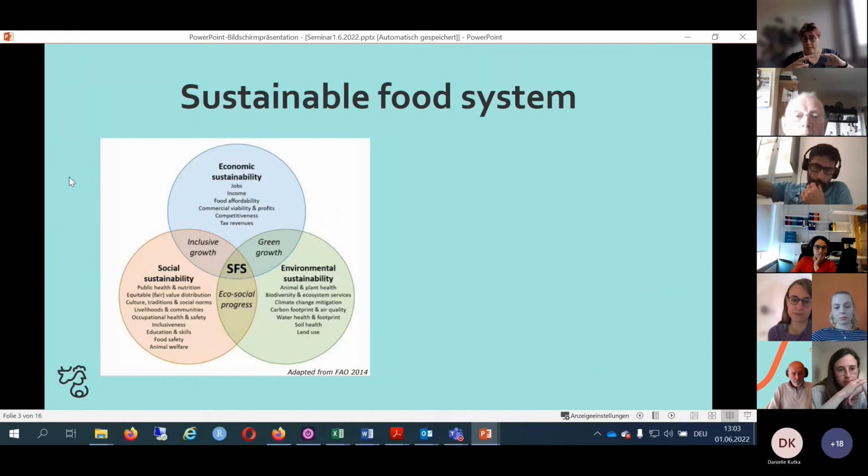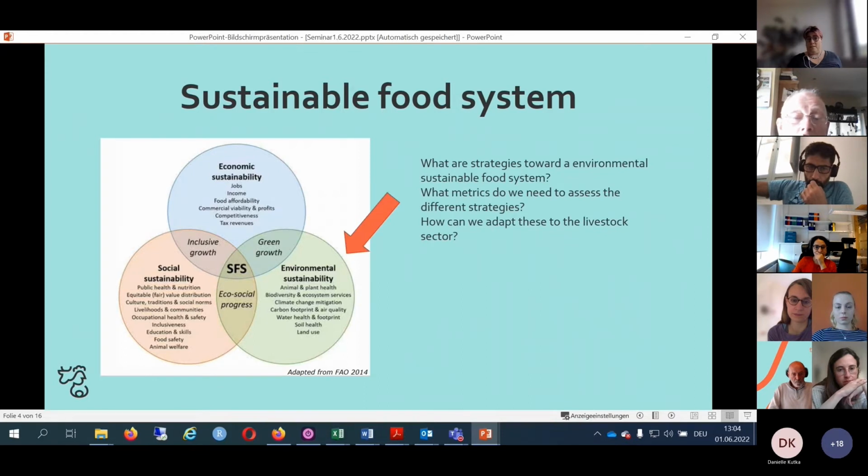Pathways addresses this holistic approach, mainly, for example, through the PG tool in work package 2. Today, we want to focus only on one part, the environmental sustainability, acknowledging that we are not looking at the other dimensions. And the question we want to ask here is, what are the strategies to an environmentally sustainable food system, in which obviously there is livestock? What are the metrics we would need for these different strategies, and how can we adjust these metrics to better reflect the livestock sector?